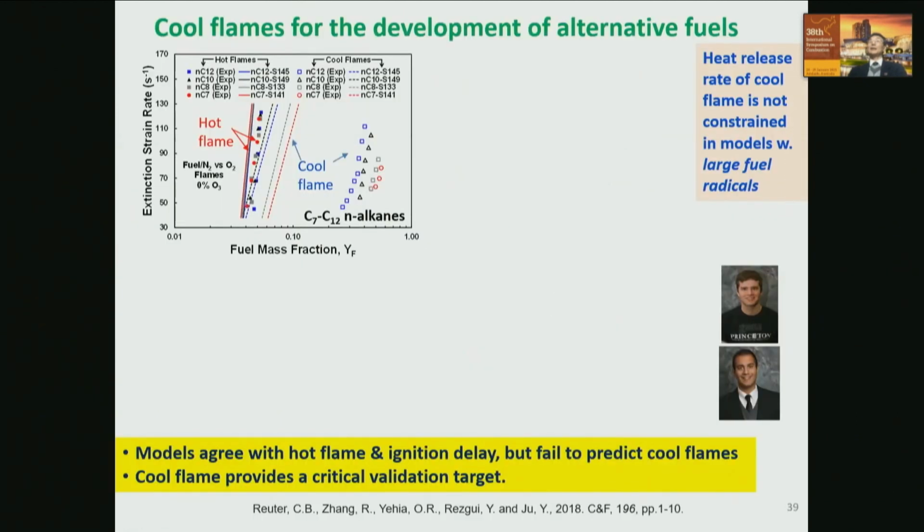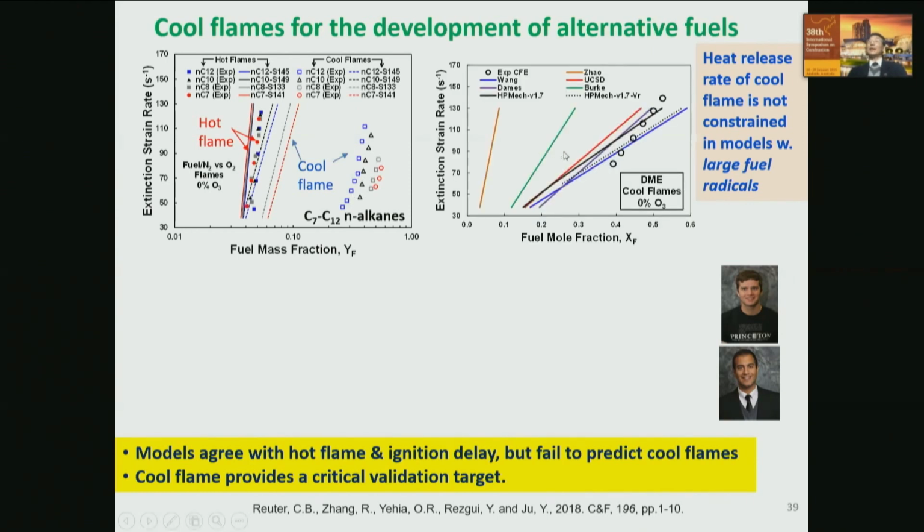So how does the cool flame provide a platform for chemistry validation? Here I show you a figure for n-alkanes from C7 to C12. This is the experimental result versus model prediction for high temperature flame. They agree pretty well. This is the experimental result of cool flame extinction. This is predicted. You can see that the model does not capture the experimental data at all.